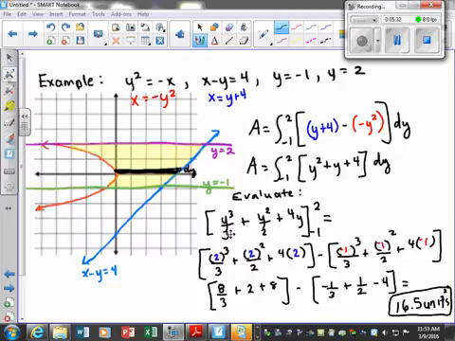Okay, so we find our antiderivative, and then we use the fundamental theorem of calculus to solve this. Evaluate the first one at 2, the second one at -1, algebraically simplify those, and the area of the shaded region is going to be 16.5 units squared. So pause it and check your work on that if you need to.